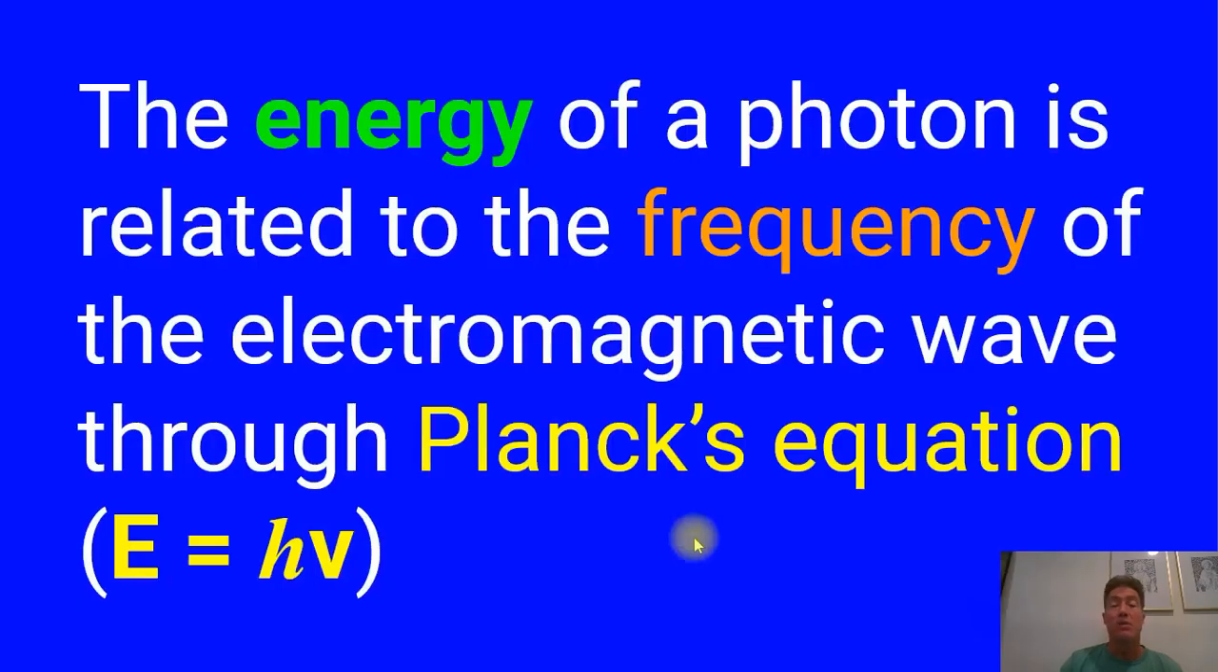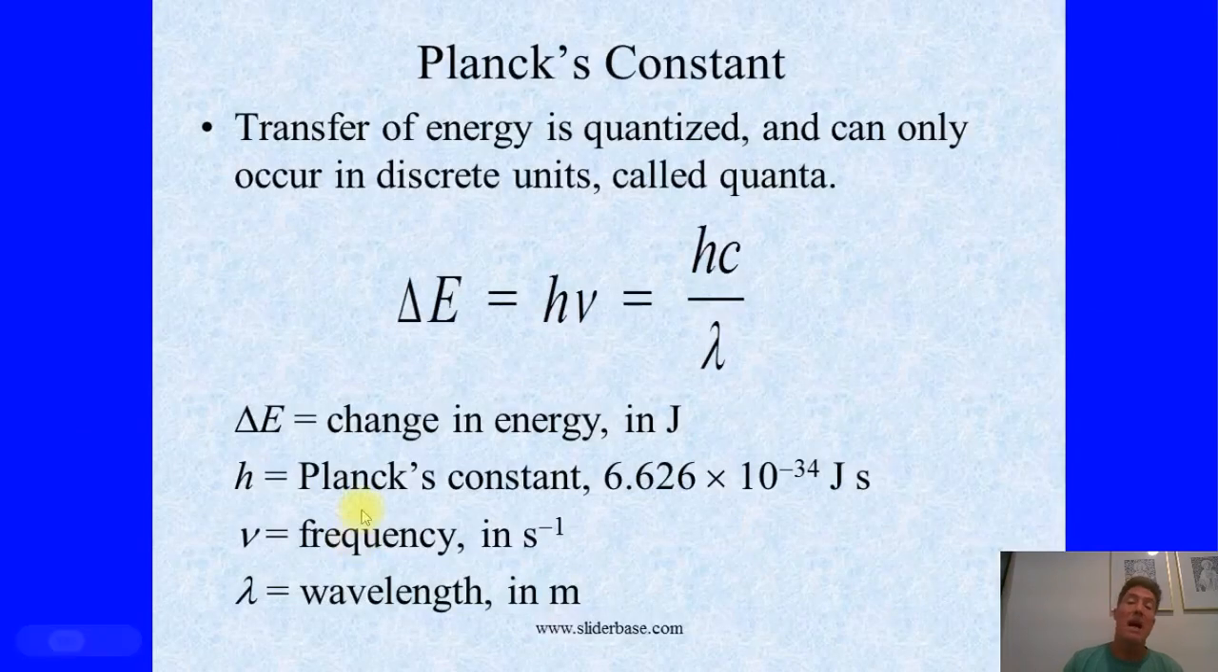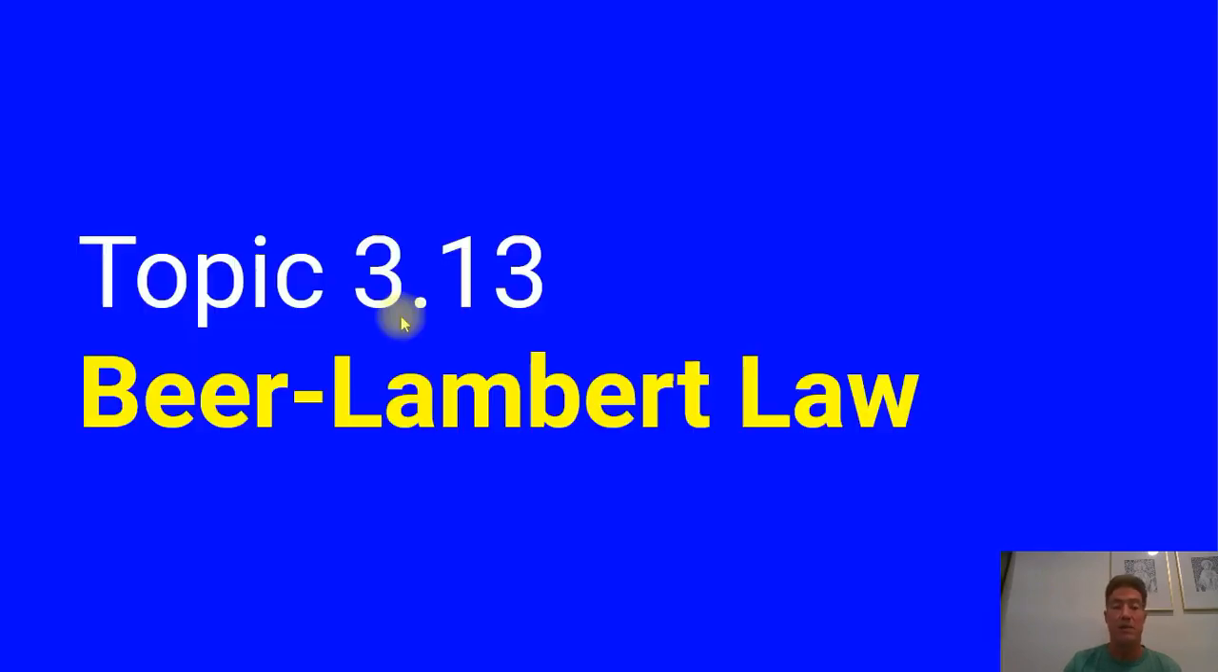The energy of a photon is also related to the frequency of the electromagnetic wave through Planck's equation, which we saw before, right? The higher your frequency, the more energy you have, which is why some forms of energy cause the photoelectric effect and some do not. You can combine those two equations in this way, and you'll need to be able to use this. This is on your AP equations and constants, but you'll need to be able to use and combine those two equations, the wave equation and Planck's equation.